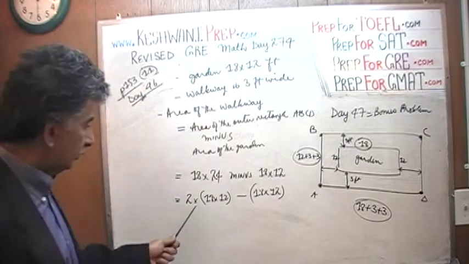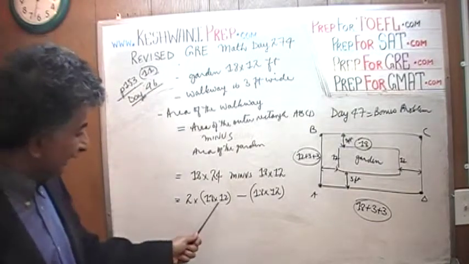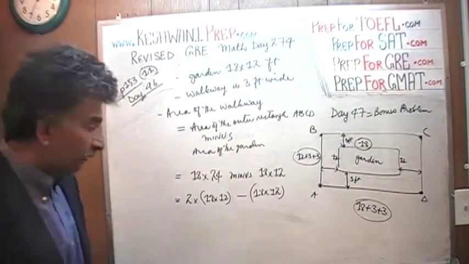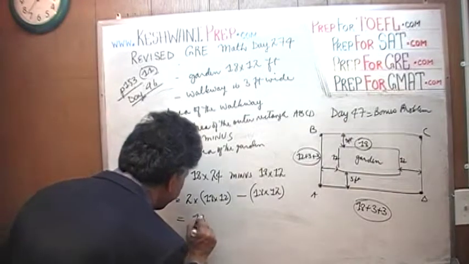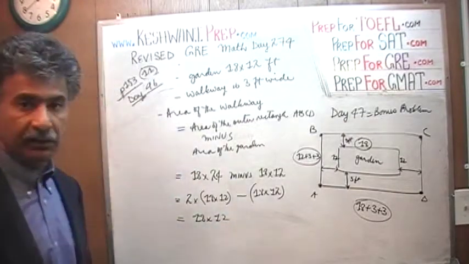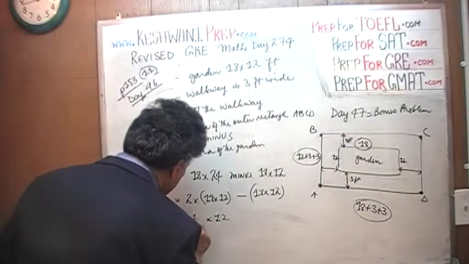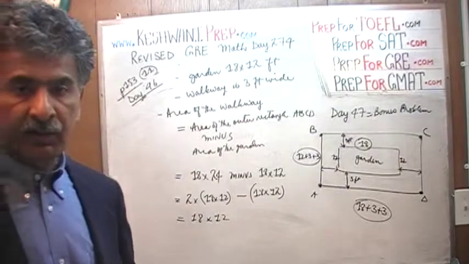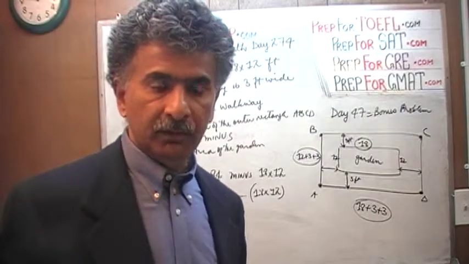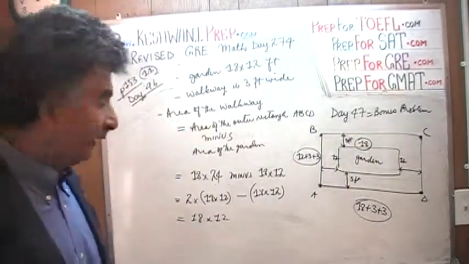So 2 times 18 times 12 minus 18 times 12 is simply 18 times 12. And how much is 18 times 12? If you were to come up to me and ask me how much is 18 times 12 in the middle of my sleep, my answer simply would be, how the hell do I know? I know 18 times 10 is 180.